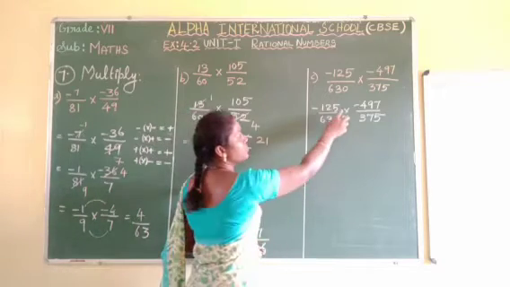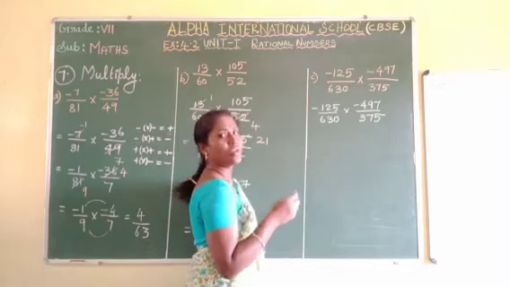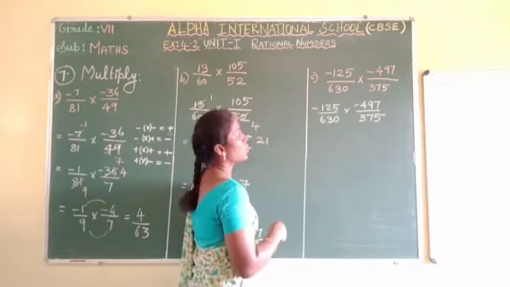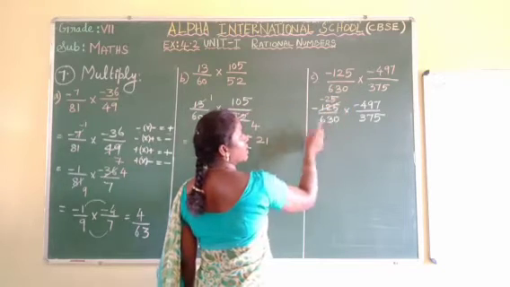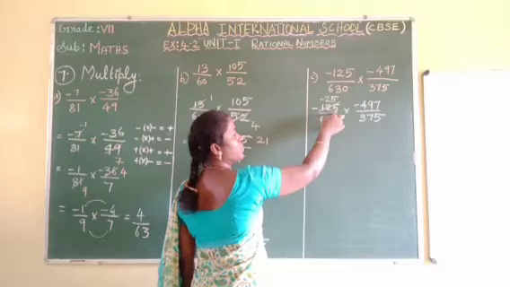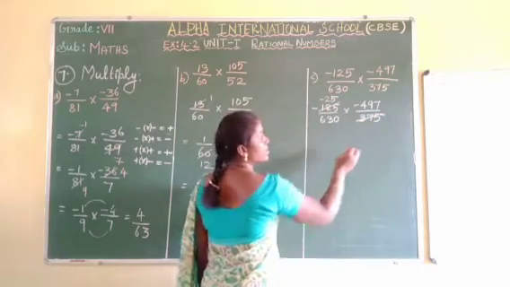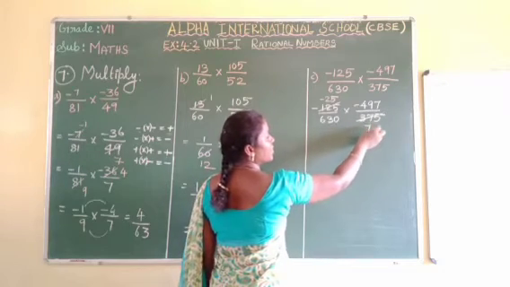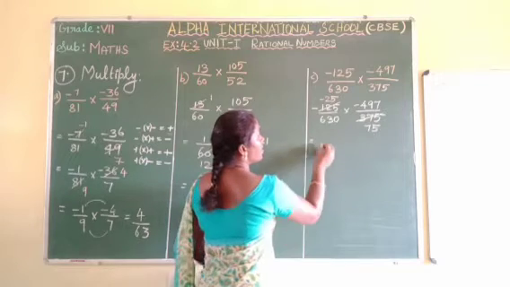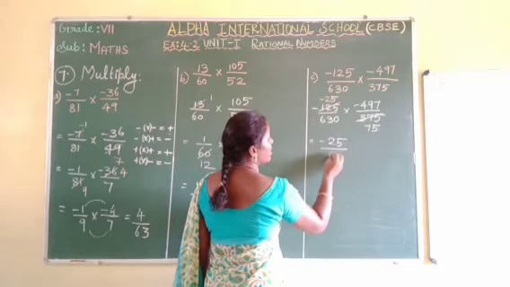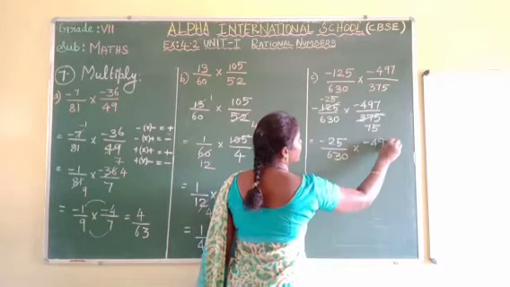We will start with the digit 5, because both numbers end with 5, so surely we will have the common factor 5 in it. So we will start with it. 25 into 5 is 125. Otherwise, 2 5s are 10 divided by 2, so 5 5s are 25. Here also, start solving with 5: 7 5s are 35 divided by 2, so 5 5s are 25. So what is the remaining in our hand? Minus 25 by 630 into minus 497 by 75.